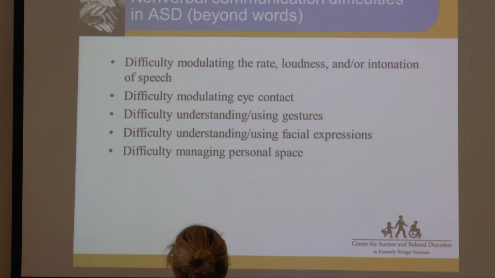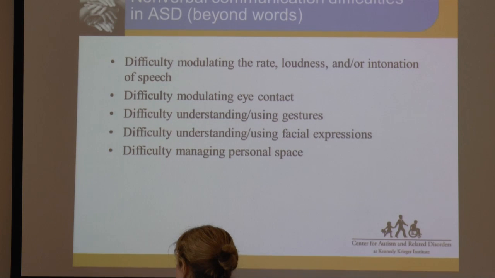And then we've also got the nonverbal communication difficulties. What we see with this is difficulty changing rate, loudness, or intonation to be appropriate to the message that they're communicating. Sometimes we get kids that have a hard time understanding that they're always talking too loudly, or that they're not varying their intonation as much as we would expect. Difficulty, again, modulating their eye contact, so either looking too much or not looking enough.